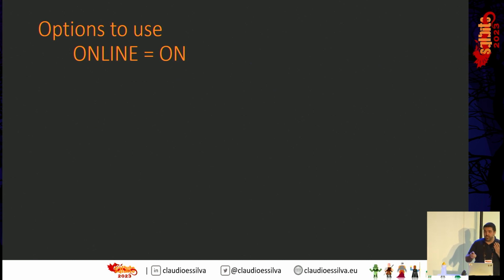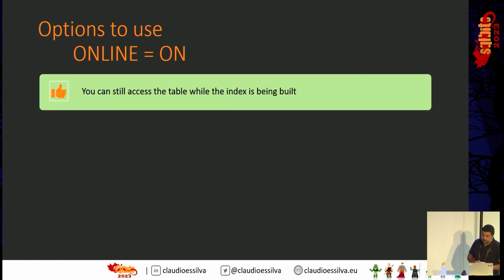So think about that whenever you think about deploying the index, because with online on, you can still access the table. So what happens is, in the beginning, the engine acquires a schema modification lock on the table, and then it can continue, and in the end does the same to do the differential.